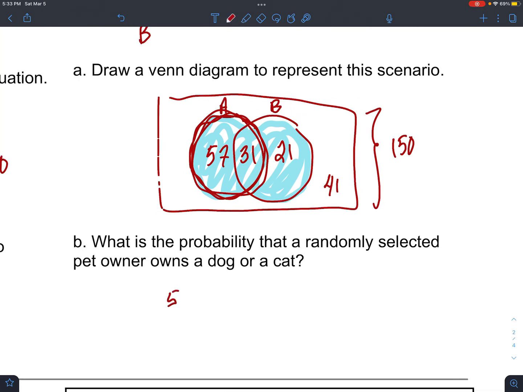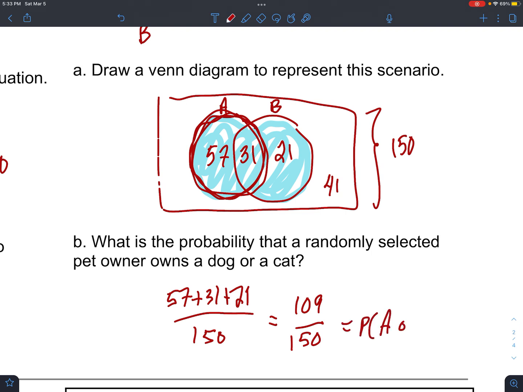So the answer to this would be 57 plus 31 plus 21, which is 109 out of 150. So this is the probability of A or B, which we could calculate with the addition rule too. The Venn diagram is just another way to look at the addition rule.